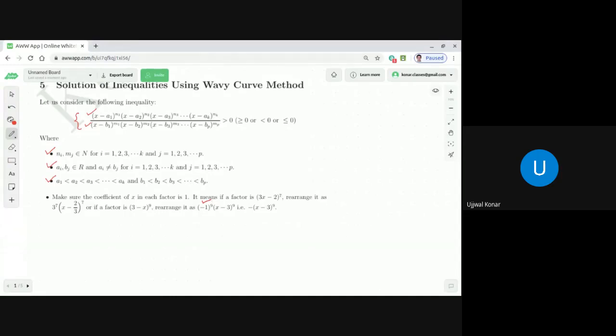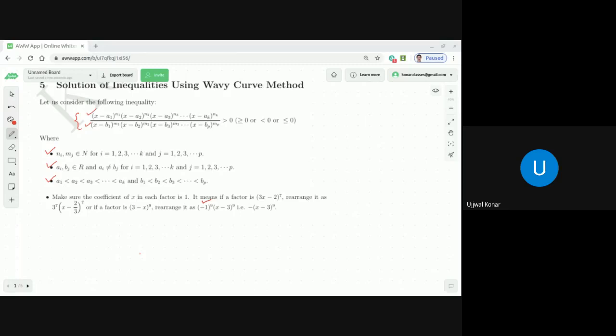And for example, when you made 3x minus 2 power 7, so 3 power 7, you don't need to take any special case for 3 power 7, because 3 power 7 is positive. So if you divide, multiply, or whatever you do, the sign of inequality will remain the same. You don't need to bother about this thing. Correct, dear students? So now, what are the steps we are going to follow?